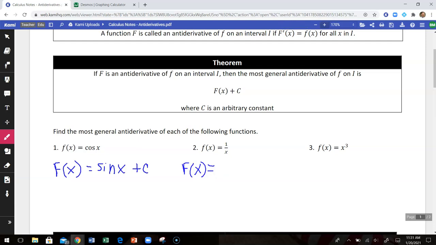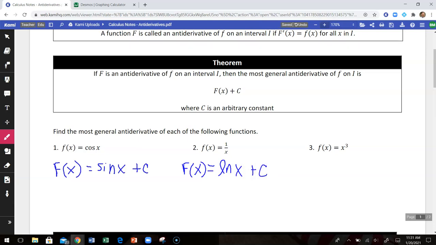Okay, number 2, the antiderivative of 1 over x. So this one's kind of tricky. It doesn't necessarily follow some of the rules that we think of when we start doing derivatives. Recall that the derivative of the natural log of x is equal to 1 over x. And then again, I'm going to put plus c.